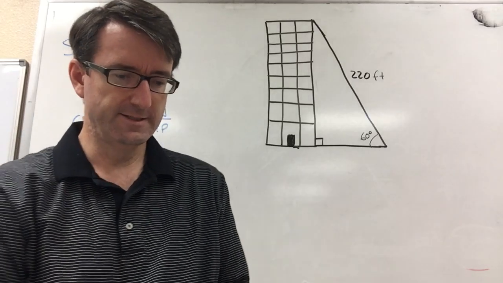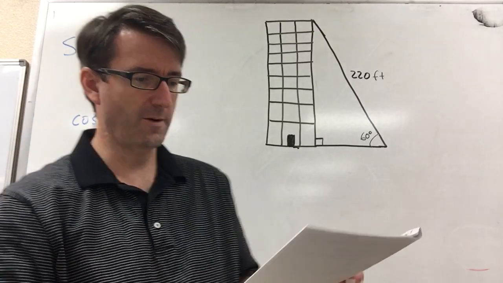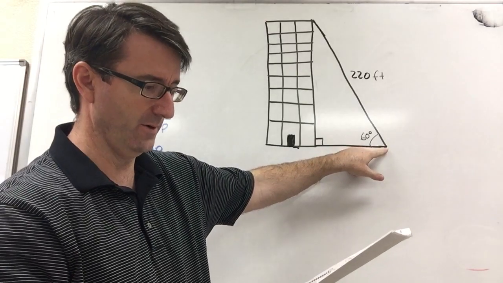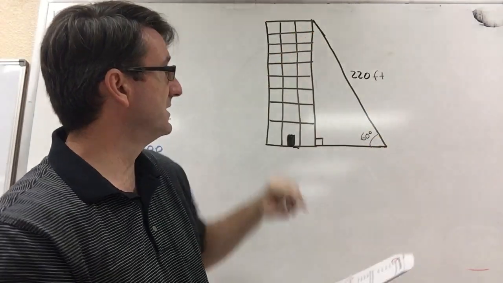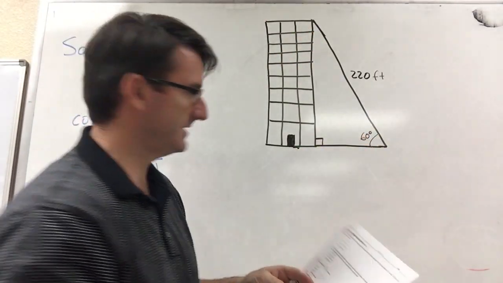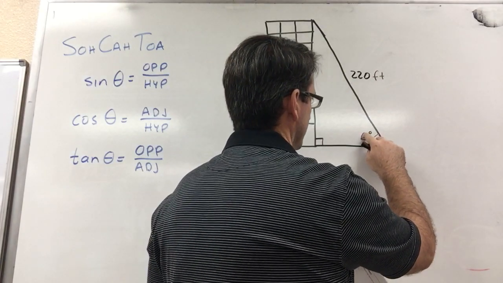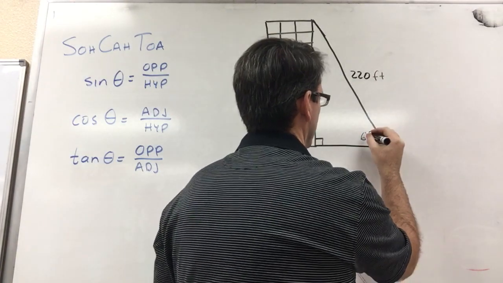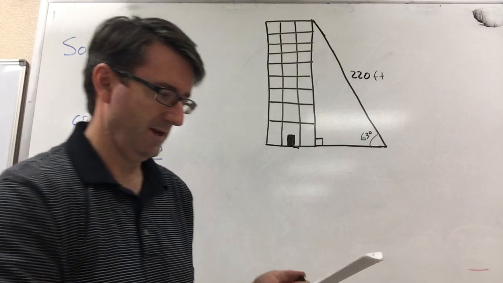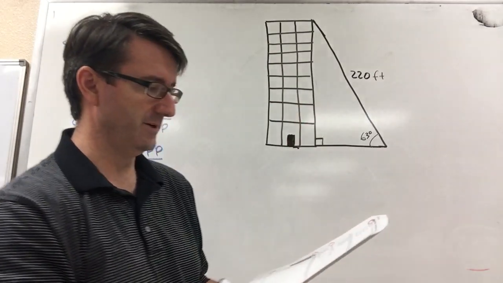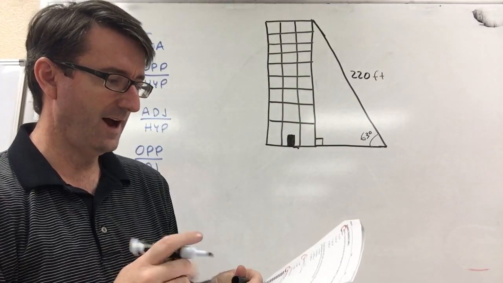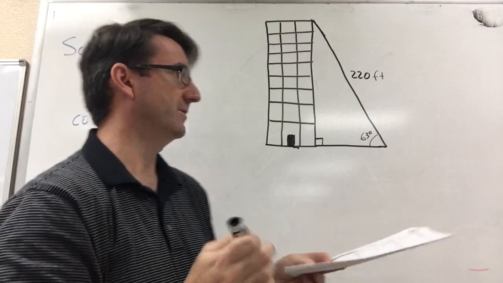All right, number 10 says the angle of elevation from the tip of a building's shadow to the top of the building is 63 degrees, and the distance is 220 feet. Find the height of the building to the nearest foot.